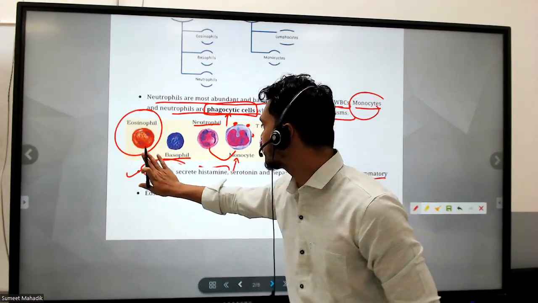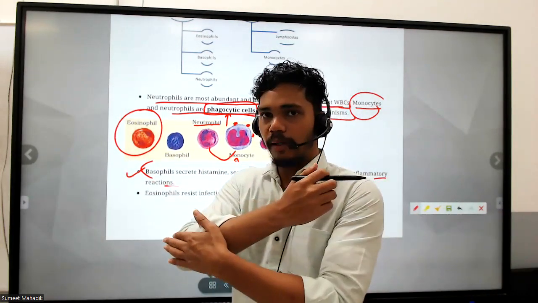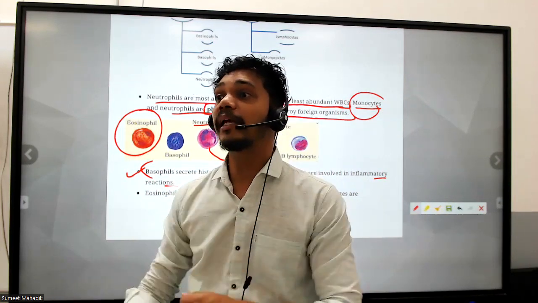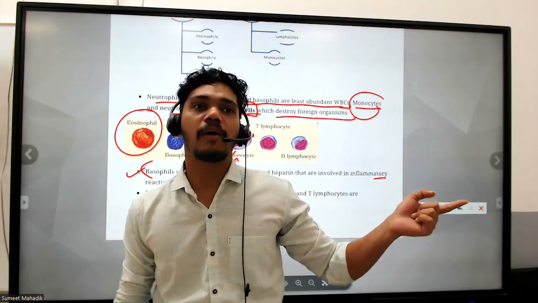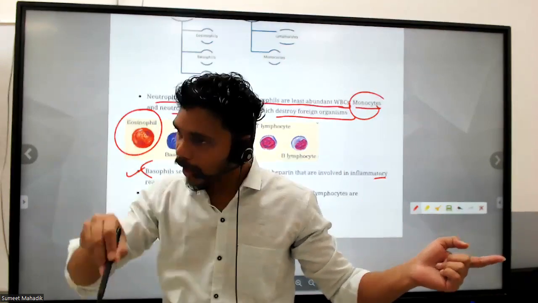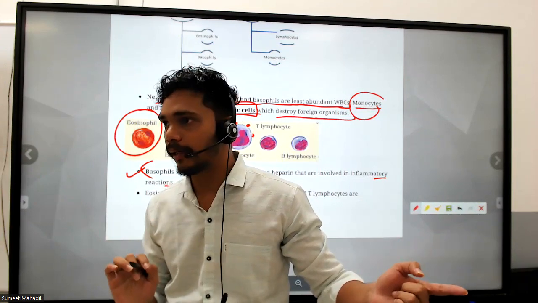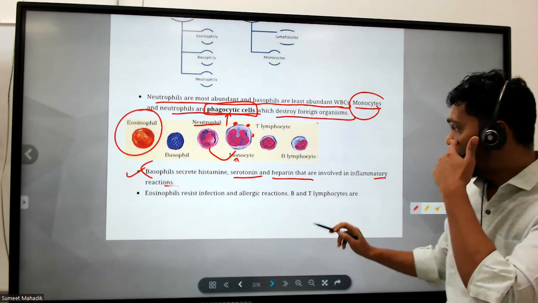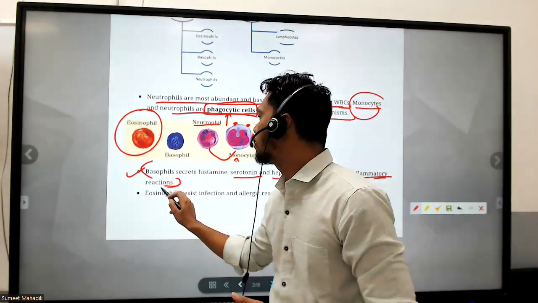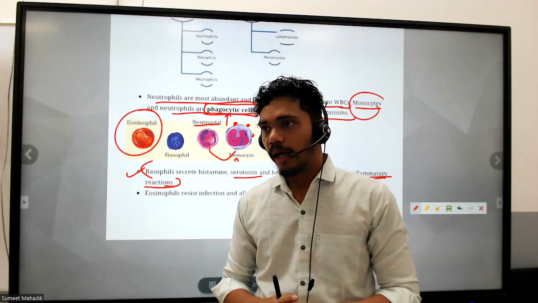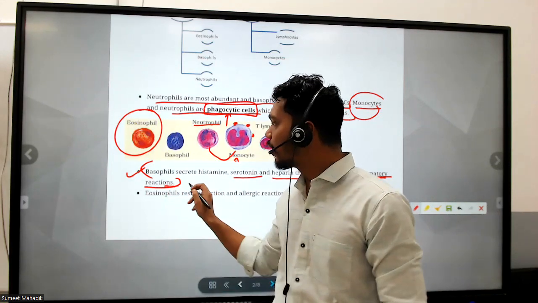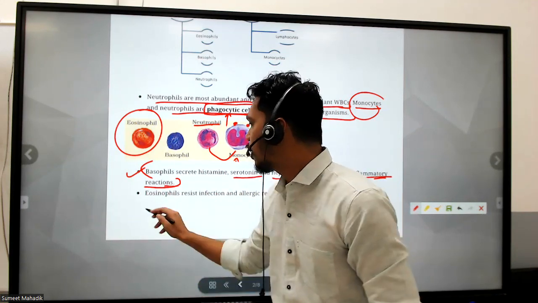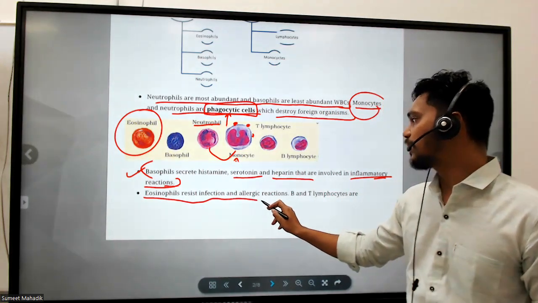So what is the inflammatory reaction? Tell me one thing. Suppose I get a harm here, it will get swollen, it will be reddish. Yes or no? Why? Because there will be inflammation. But there is also systemic inflammation. What is systemic inflammation? Inside the blood, there is inflammation because of the foreign particle. So who will be responsible for that? Heparin and serotonin are involved in an inflammatory reaction. Now, serotonin is a good hormone, right? Yes, correct. But it is involved in inflammation because more excitation is there. Cells undergo inflammation. Now, eosinophils resist infection and allergic reactions.